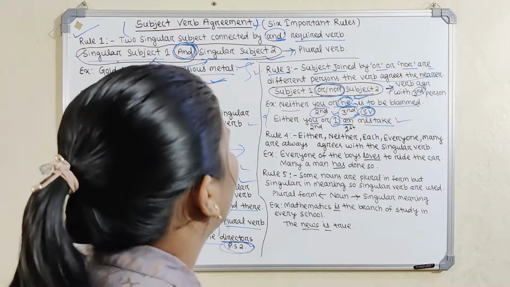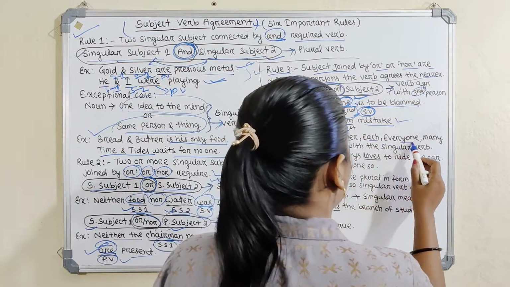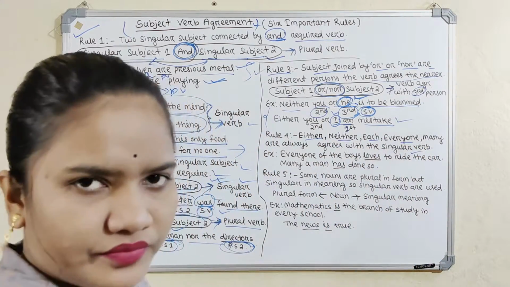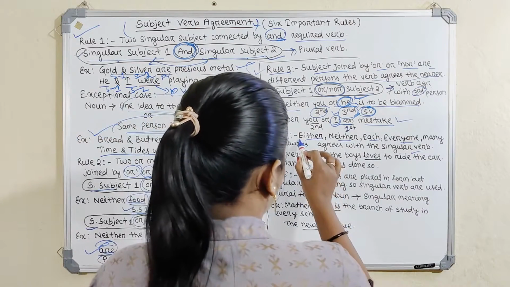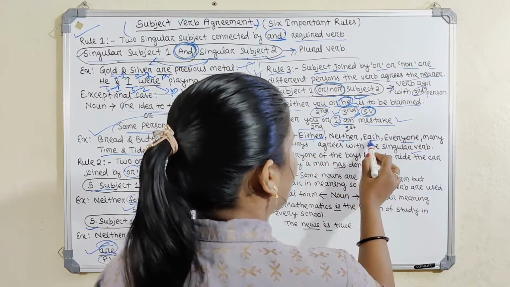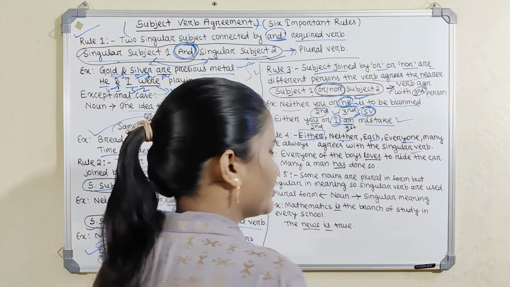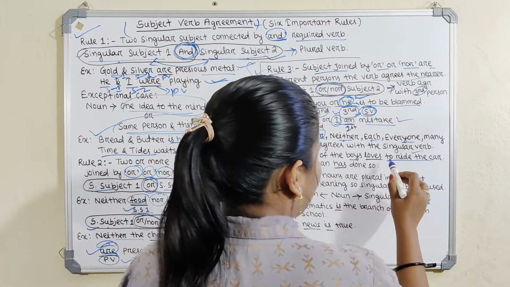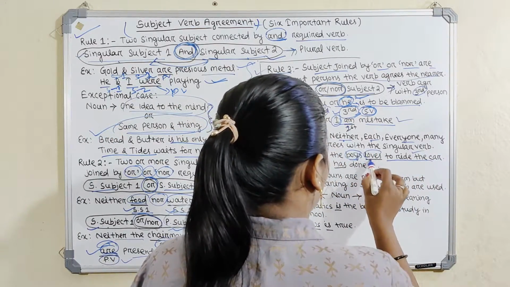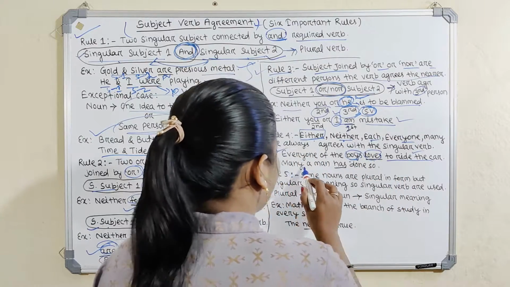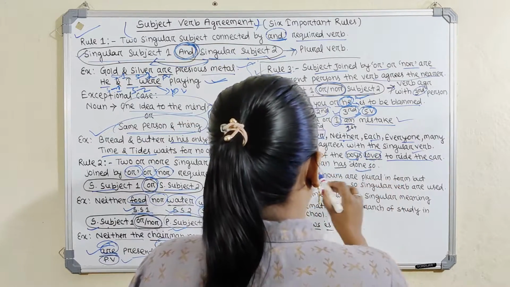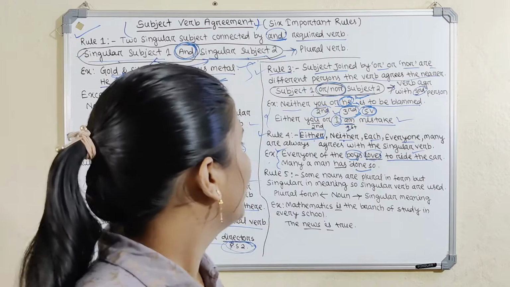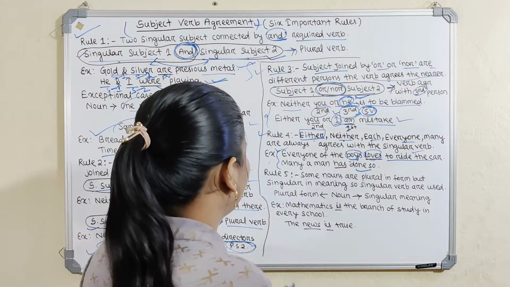Next, move to rule 4, that is: either, neither, each, everyone, many are always used with a singular verb. It is only a statement rule. We cannot reason it out, but we can remember that either, neither, each, everyone, many always agree with the singular verb. It is simple and we have to remember. Every one of the boys loves to ride the car. Boys and loves, both are singular. Many a man has done so. So these are examples of rule 4.